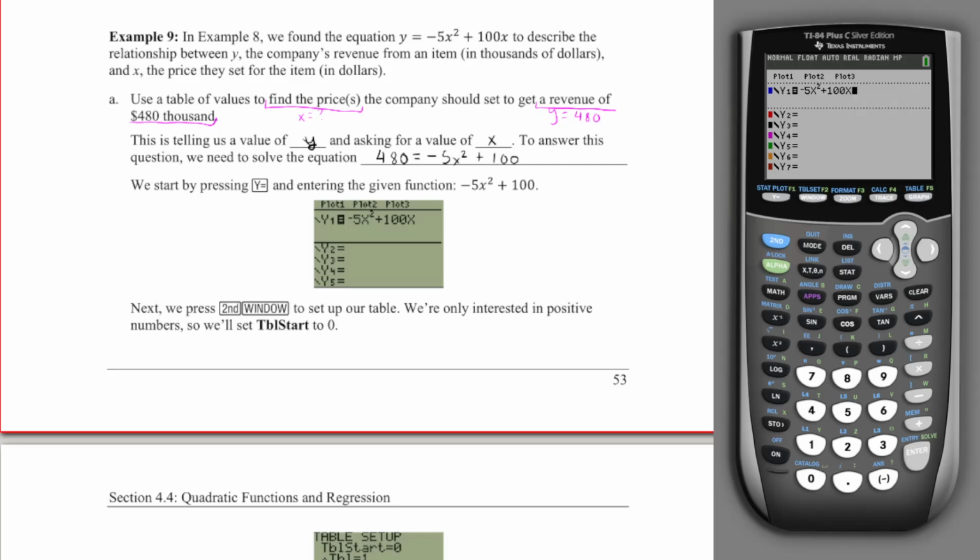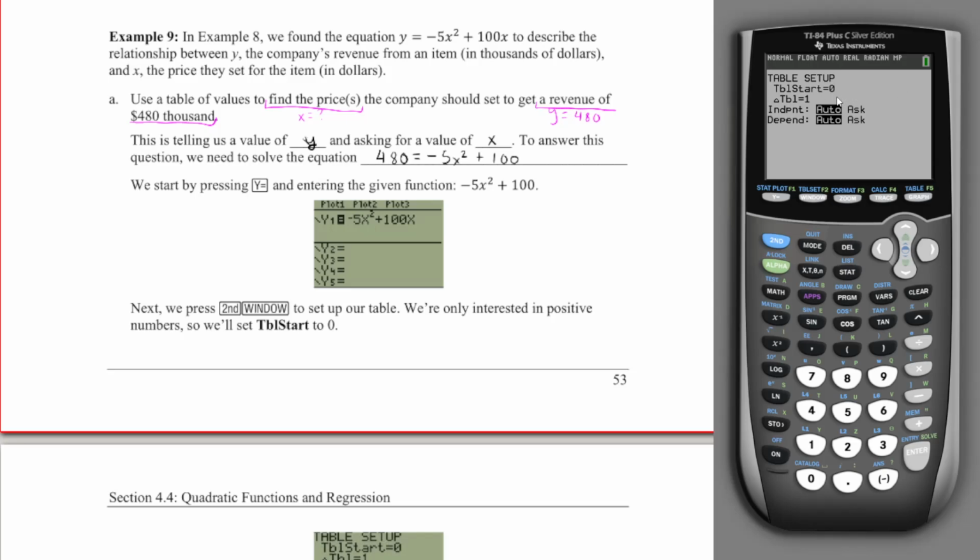We've entered our equation. Second, we press second window on the calculator, so the second key in blue, followed by the window key along the top, to set up our table. We're only interested in positive values of x because, right, if I'm a company, I'm not going to set a negative price. I'm not going to pay you to take this thing away. I'm certainly not going to make $480,000 if I do that.